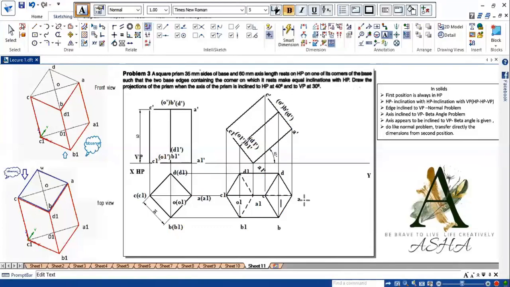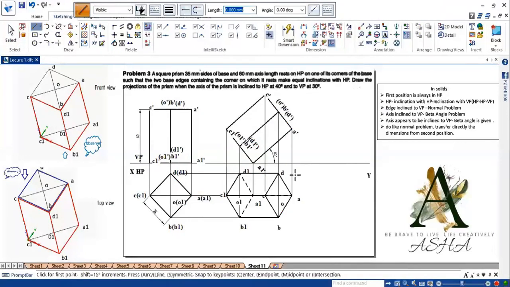Okay. So here I cannot show the projections or the axis line because first preference is for visible, then for the hidden line and then for the axis line. So the second position we have completed. Third position, it says that the axis of the prism is inclined to VP at 30 degree. Axis inclined to VP, it doesn't say appears, so it is a beta angle problem. Inclination with respect to VP is 30 degree.